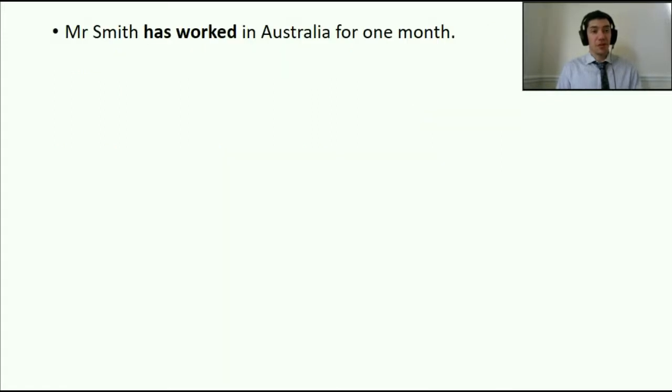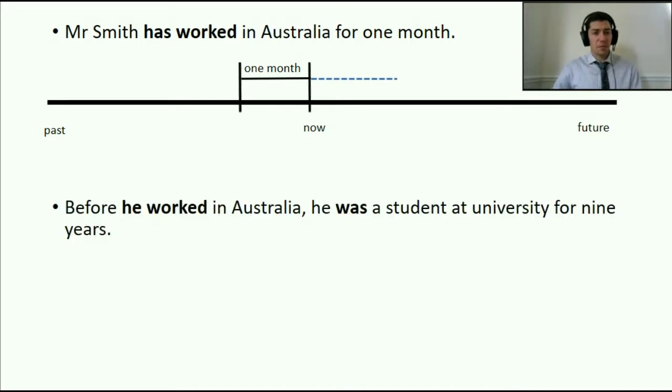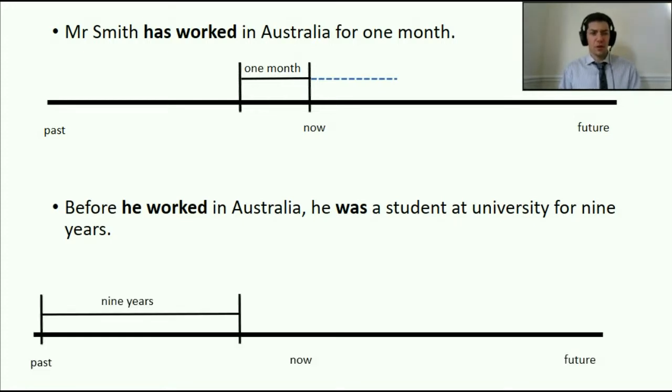Mr. Smith has worked in Australia for 1 month. Has worked. So started in the past and it's currently unfinished. It's not completed yet. Before he worked in Australia, he was a student at university for 9 years. So this started in the past and then it also finished in the past. It's a completed action.